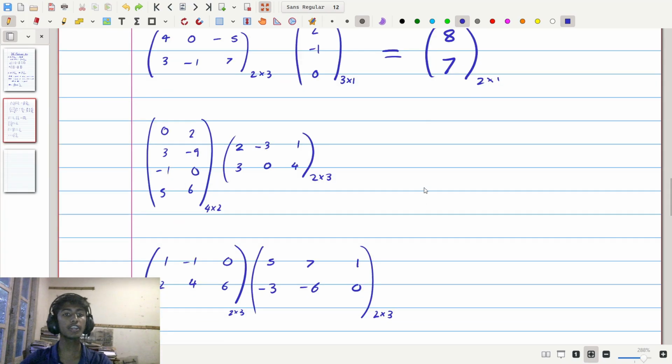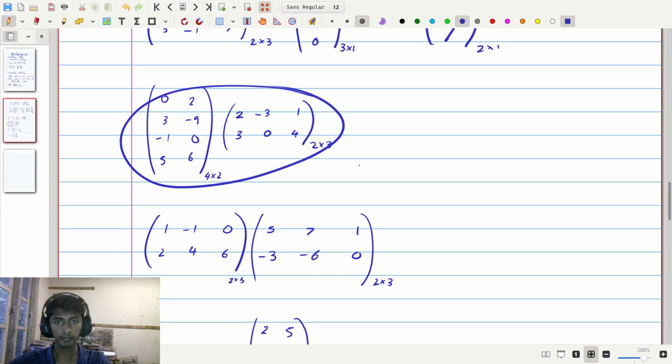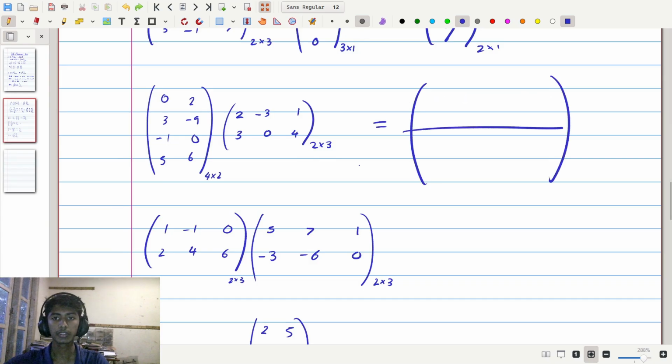Now, moving on to the next one, we can see we're given a 4 by 2 and a 2 by 3. Considering these two, the first matrix has 2 columns and the second matrix has 2 rows, and therefore the number of columns in the first matrix and the number of rows in the second matrix are equal, and therefore the two are multipliable. And the resultant is going to be a 4 by 3 matrix. It's going to be a big matrix like this, where we have 1, 2, 3, 4 rows and 1, 2, 3 columns.